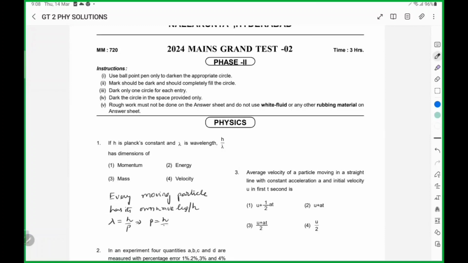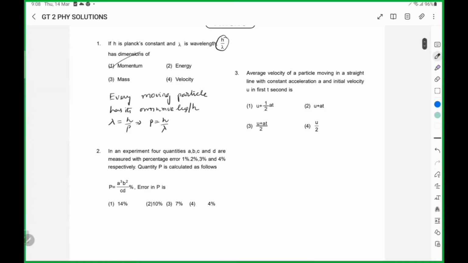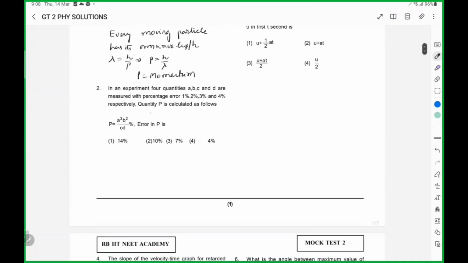That is momentum. So h by lambda here represents momentum. The P stands for momentum. Here, error in P, he is asking. log P is equal to log A cube B square by CD, which is 3 log A plus 2 log B minus log C minus log D.